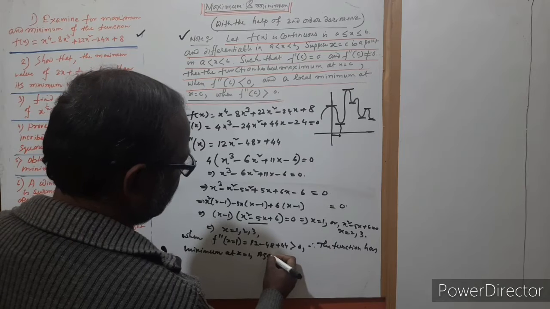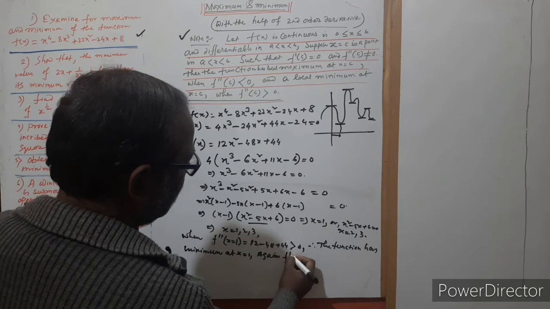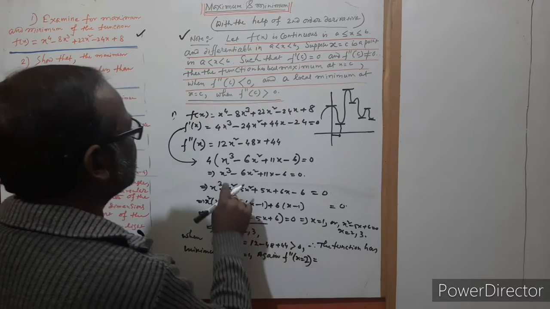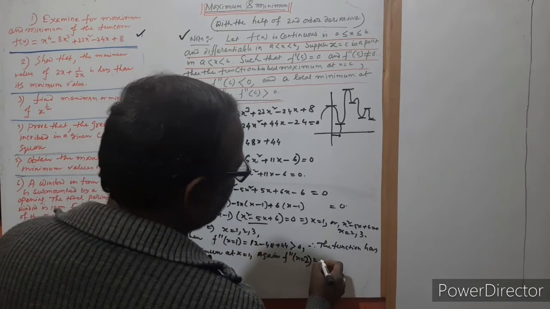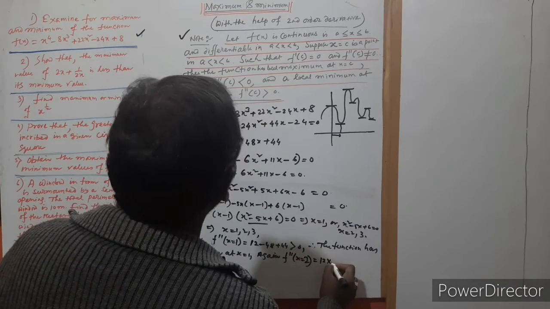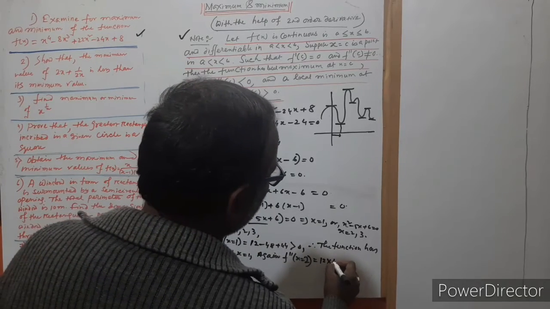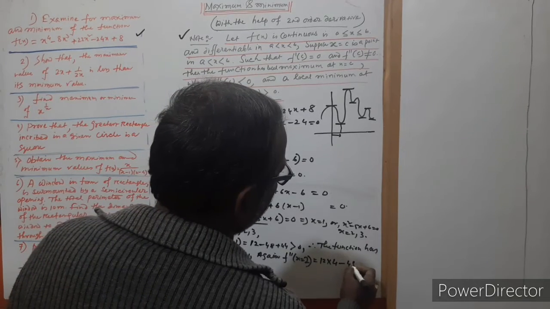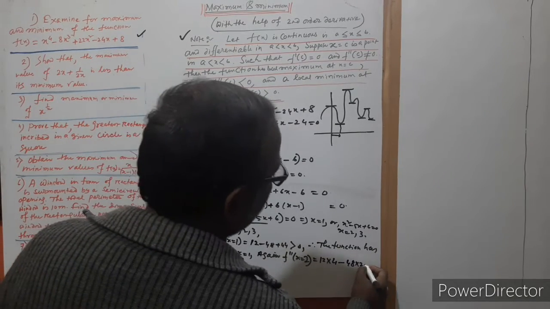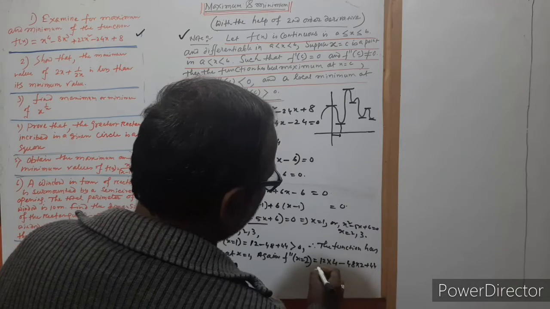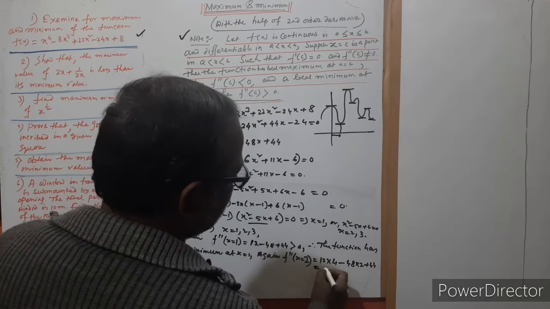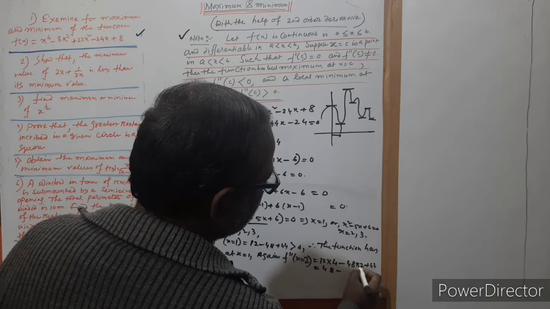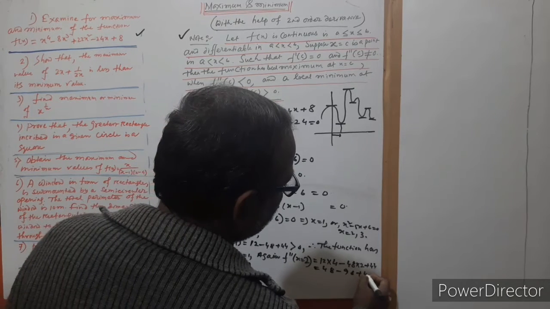Again, f double dash at x equal to 2, we put here 12 into 4, and 48 into 2, plus 44. We get 48, 96 and 44.